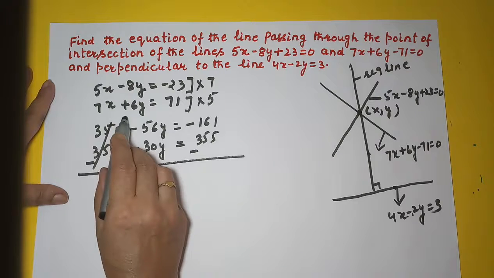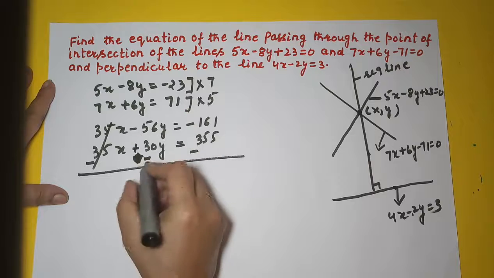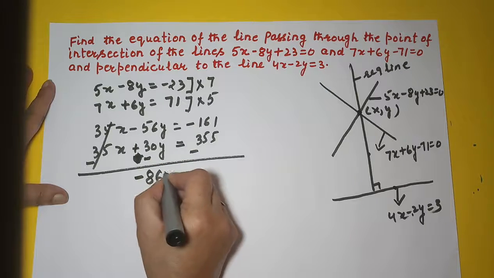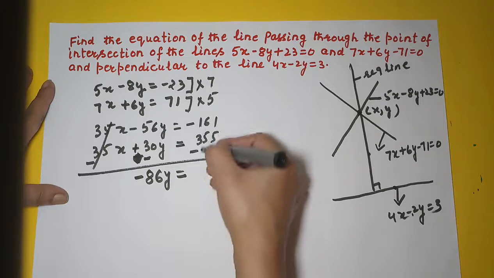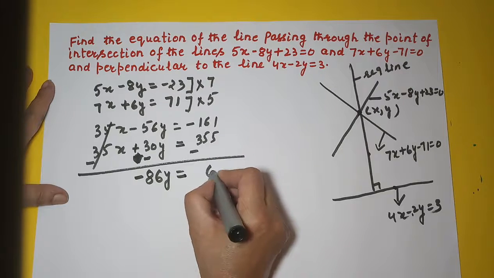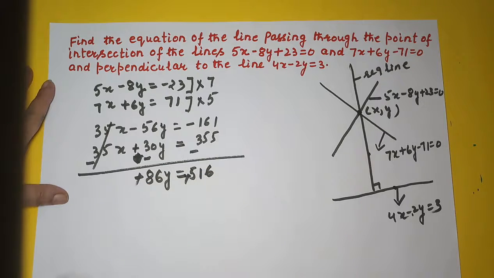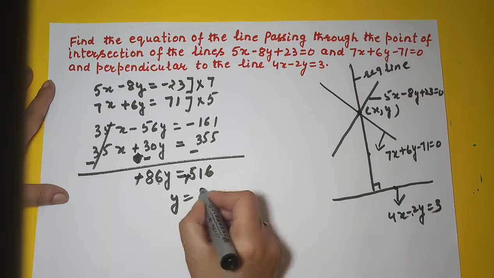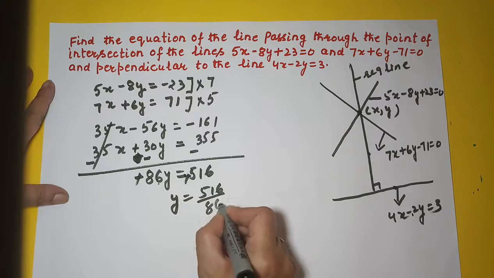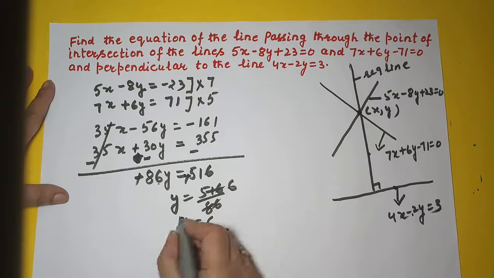Is it plus? Oh, this is plus, sorry. So this will then become minus. So if I add these, this will become minus 86y equal to, I have to add these two, so minus and minus will go, 6, 6 are 36. So 86 into 6, so y is equal to 516 upon 86. So your y is equal to 6. You got y as 6.